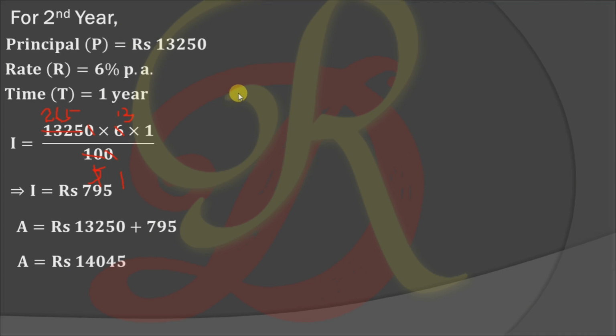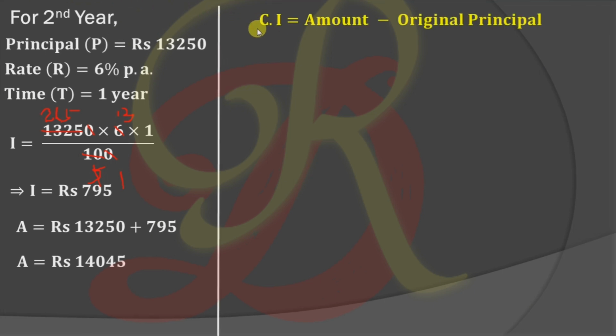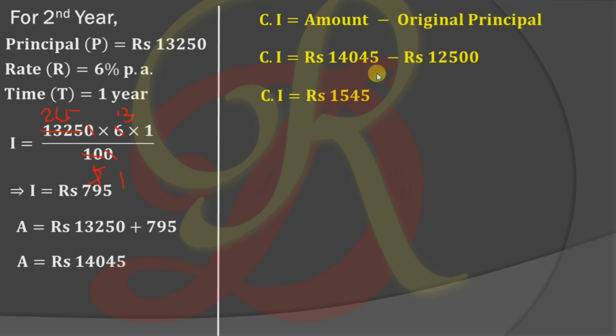But we need to calculate compound interest by the definition. Compound interest is equal to amount minus original principal. Amount is 14,045 rupees minus original principal, the principal in the first year, that is 12,500. So CI is equal to rupees, when I subtract these two, I'll get 1,545. So compound interest is equal to 1,545.